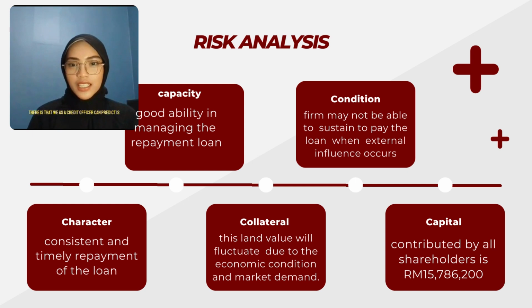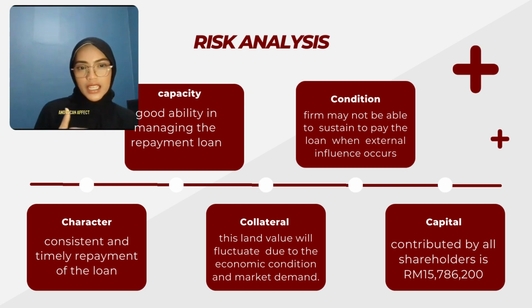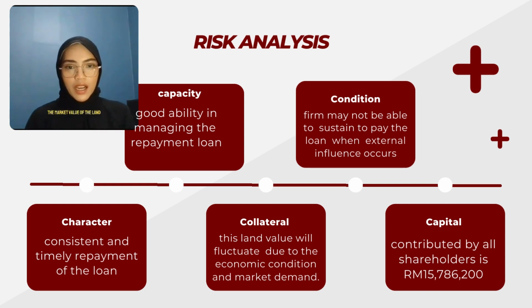For the collateral structure, the risk that we as credit officers can predict is that this land worth RM 5 million, and its value will fluctuate with the economic condition and market demand. Because this loan application is for 10 years, there is a possibility that changes will occur and affect their value. Even though the value of its land is very high for now, if the economic condition goes down, it can affect the market value of the land. However, the value of the land is enough to cover the loan that the firm requested.